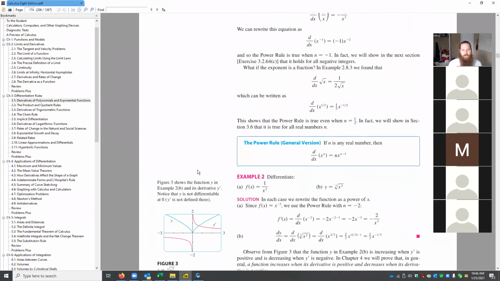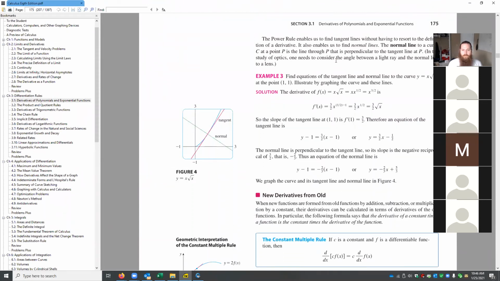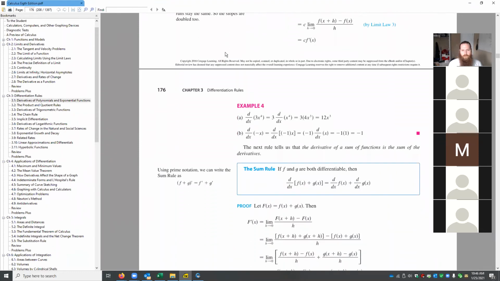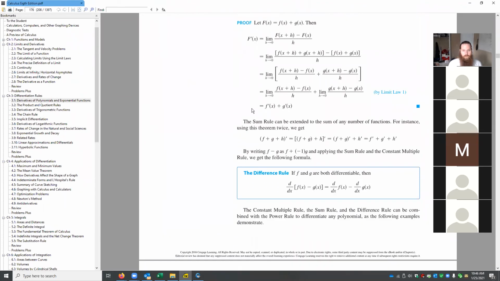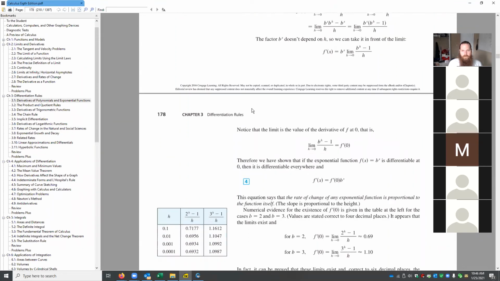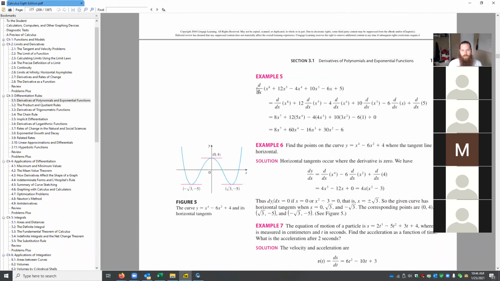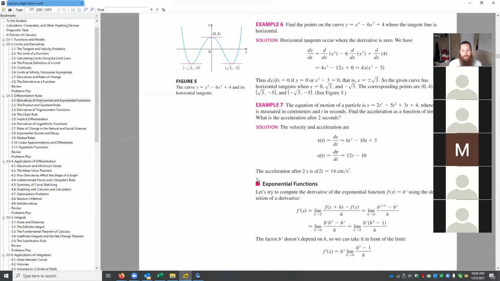So on Wednesday, I will come in here and start working more examples. We did this one, but we haven't done anything like this one. And then we're also going to discover how to differentiate. Here's the constant multiple rule and the sum rule. They've got the proofs of those in here, which is good. So please read section 3.1, at least up to example 5 or example 6. And next time we will pick it up here at exponential functions.